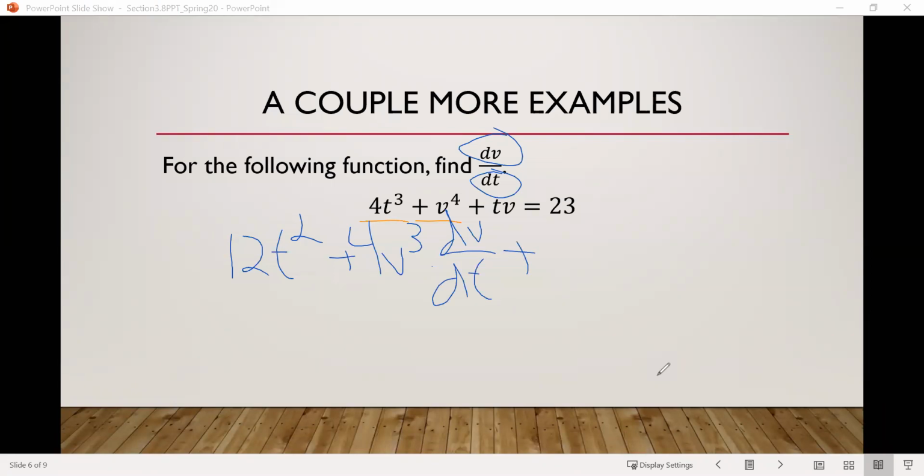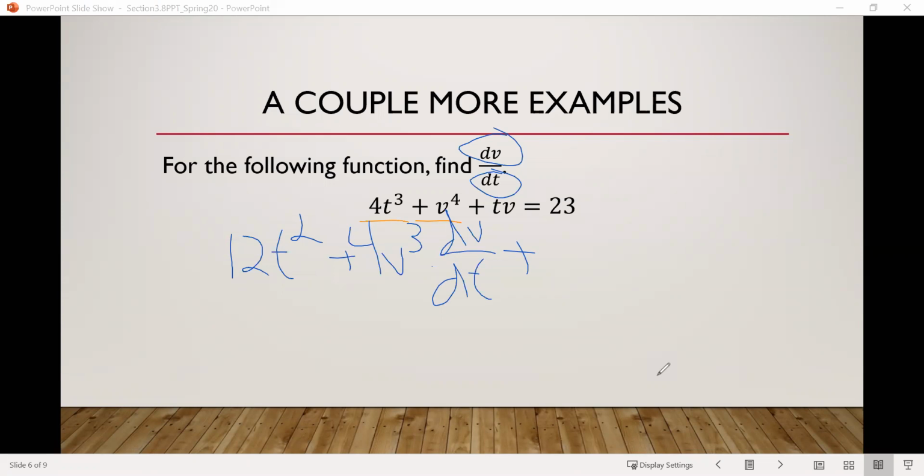Plus, all right, now here's where it gets really fun. So we have this t times v here. And you're probably thinking, Cody, what kind of madness is this? We now have two variables, different variables being multiplied together. You didn't show us how to do this. This problem's probably impossible. But don't worry, we can figure this out.